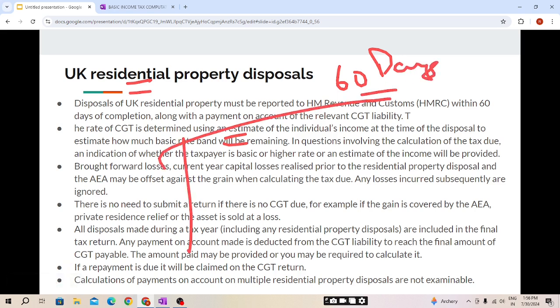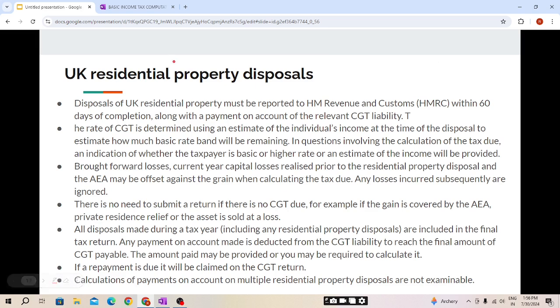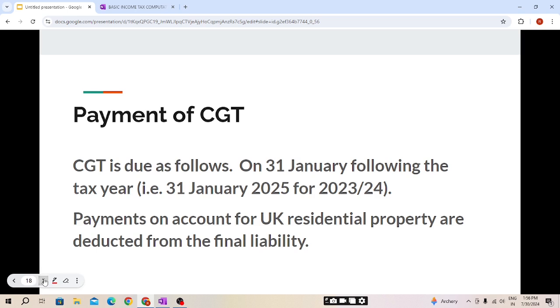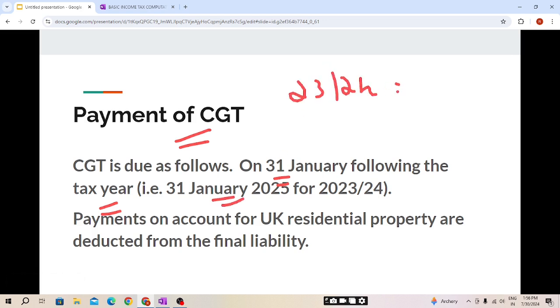But when we perform an annual calculation, we need to deduct the payment which has been made. But this we are paying in 60 days. Compared to the other CGT, when it needs to be paid is 31st Jan following the tax year, that is for 23-24 it is 31st Jan 2025. You need to pay the CGT amount.